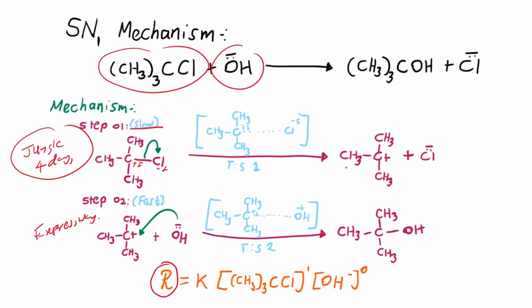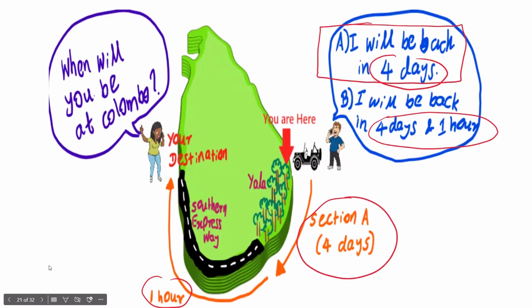But let's assume I am adding lanes to this expressway. Instead of 4 lanes, I'm going to add another 4 lanes, so I'm going to make it 8 lanes. If you add 4 more lanes, what will happen? This 1 hour journey, you might be able to reduce by up to 40 minutes. It doesn't make any difference. Doing anything for this step 2 doesn't make any difference on the rate of the reaction.